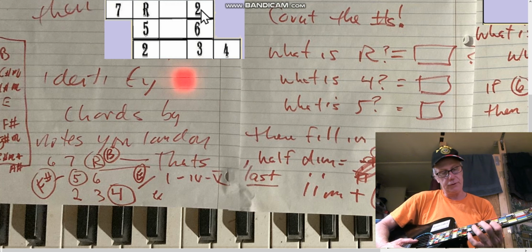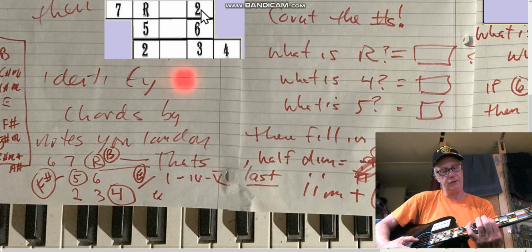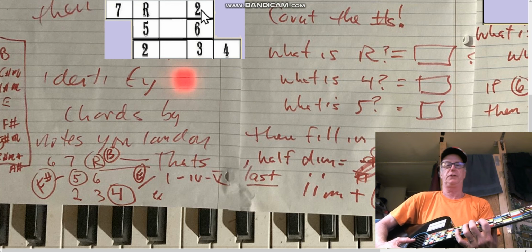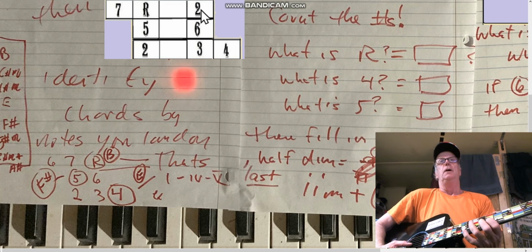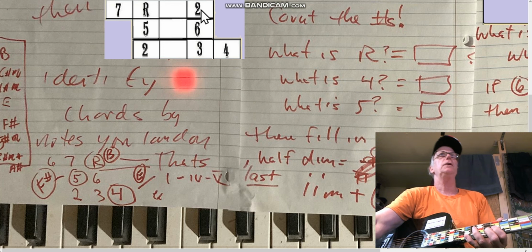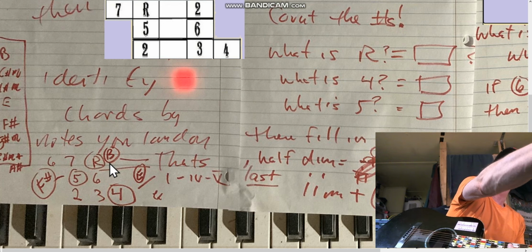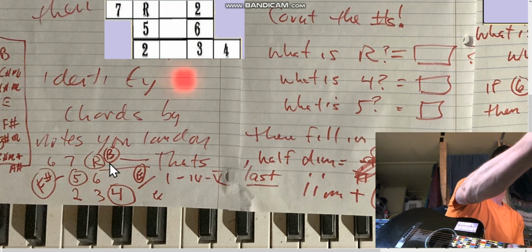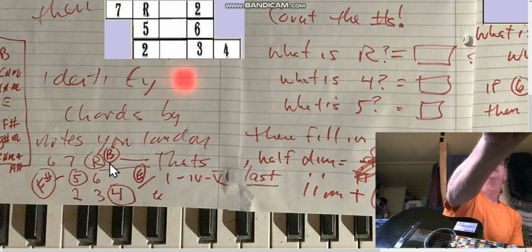2-7 root 6, 6-5-4-3-2. You don't have to do them particularly forward or backwards. Excuse me. Now you identify the chords by the notes that you land on. Remember, these are the modal chords. In C, they're root 2 minor, 3 minor, 4 major, 5 dominant, 6 minor, 7 half diminished, and root.